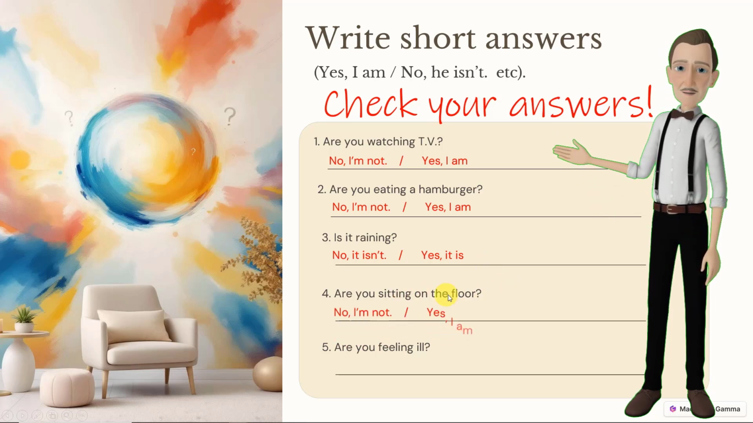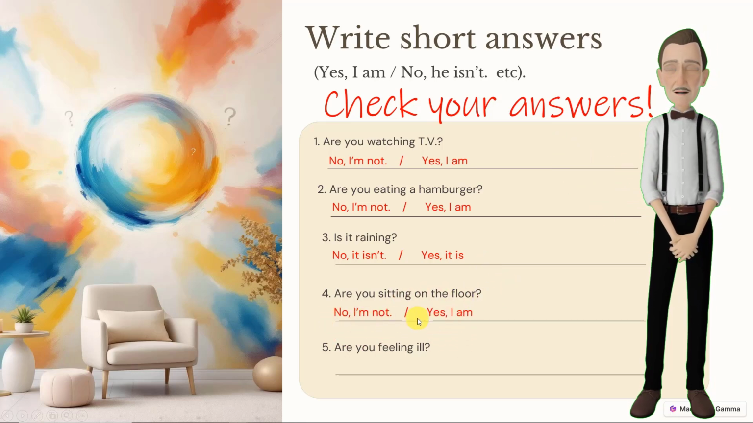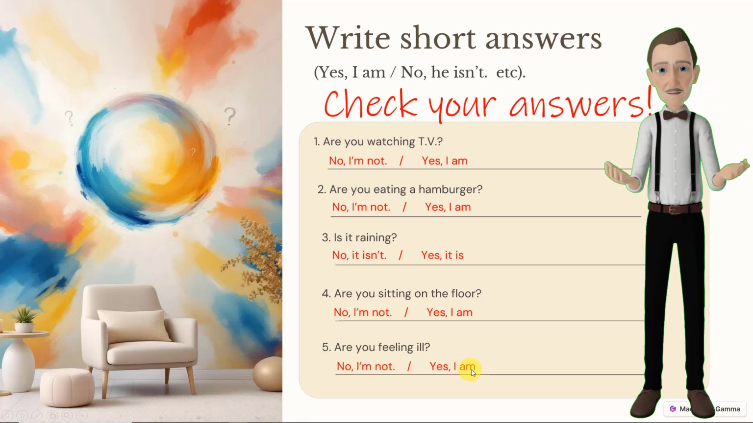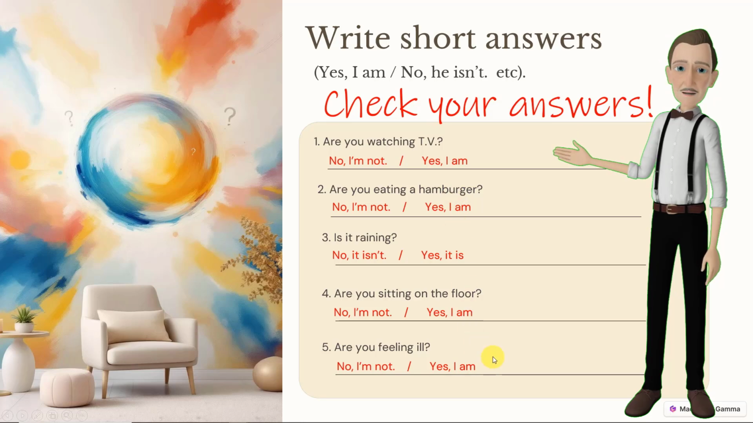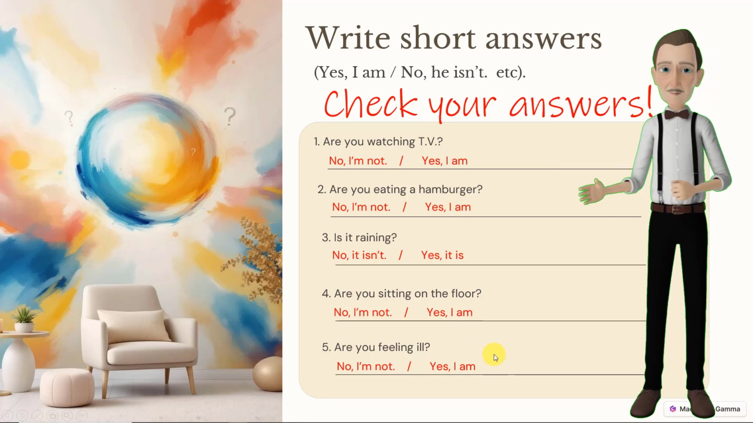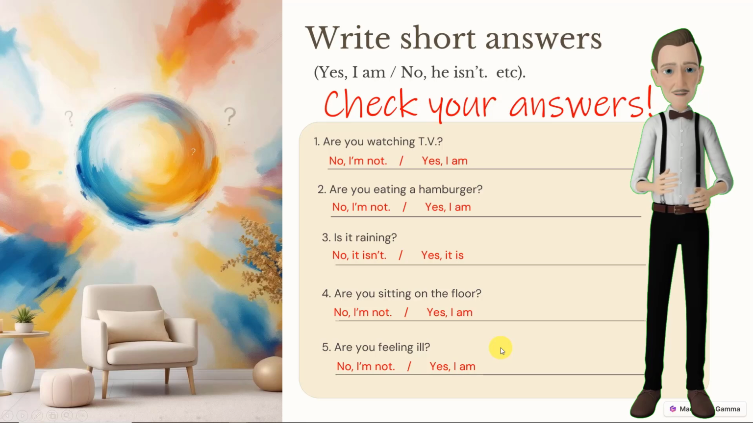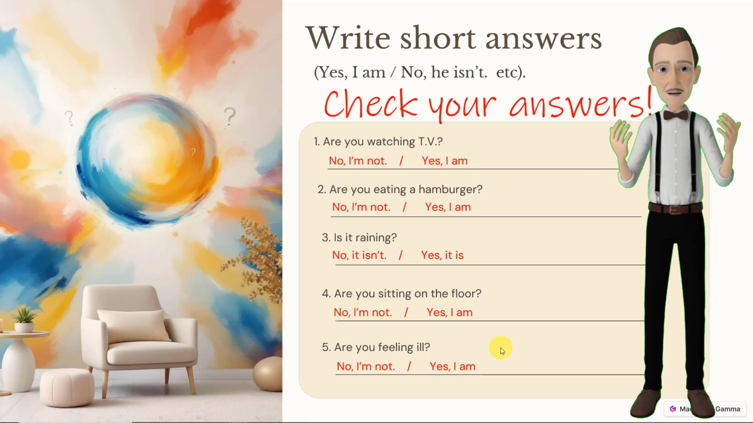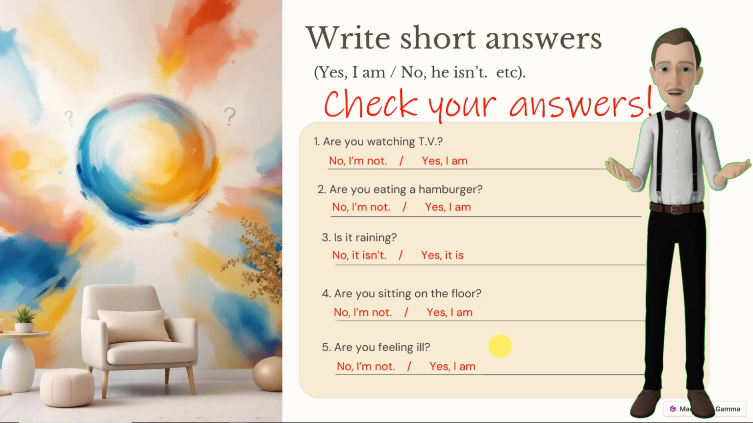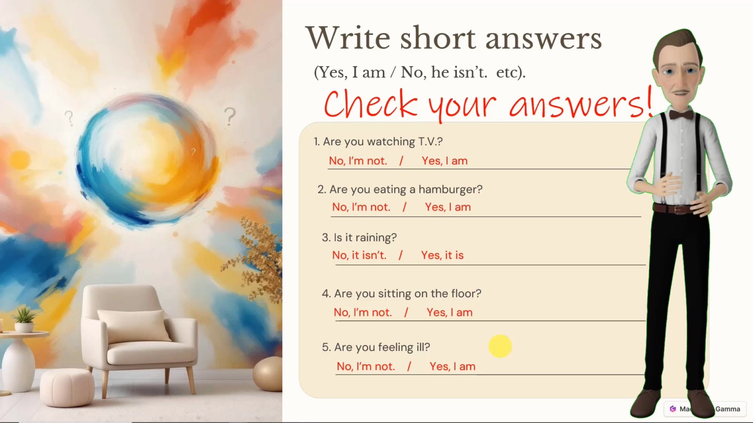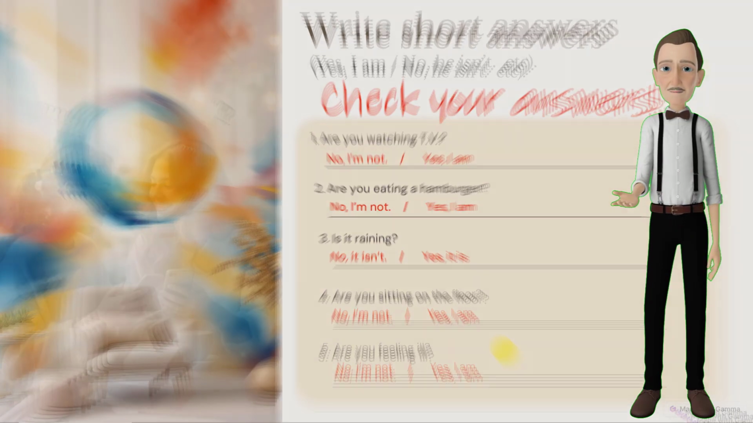Are you sitting on the floor? No, I'm not, or yes, I am. And the last one, are you feeling ill? No, I'm not, or yes, I am. Guys, this is very simple, very easy, and I'm sure that by now you've got the hang of it. If you don't get the hang of it, watch the video again and practice with a friend. Listen to the pronunciation. Make sure you're getting the pronunciation correct, and I'm sure you'll become fluent in English very soon.